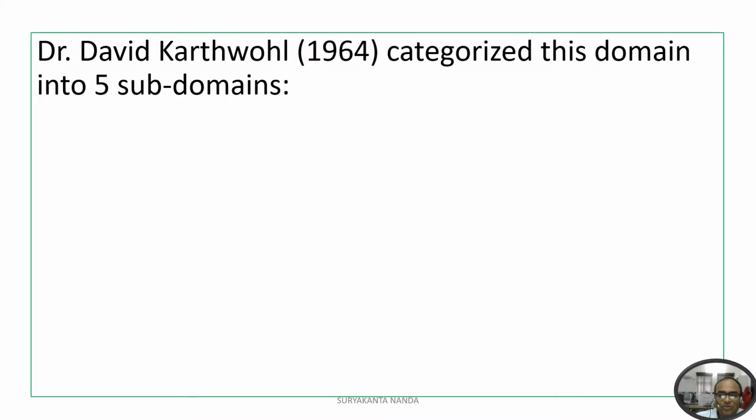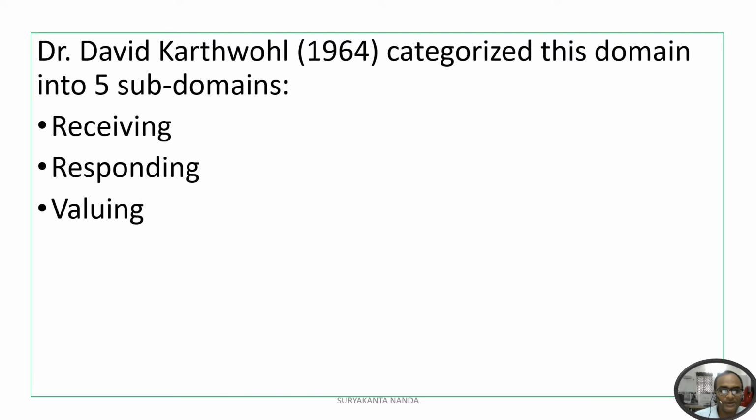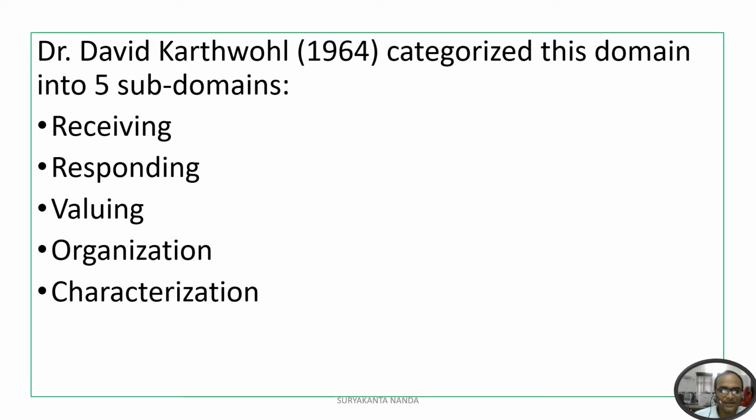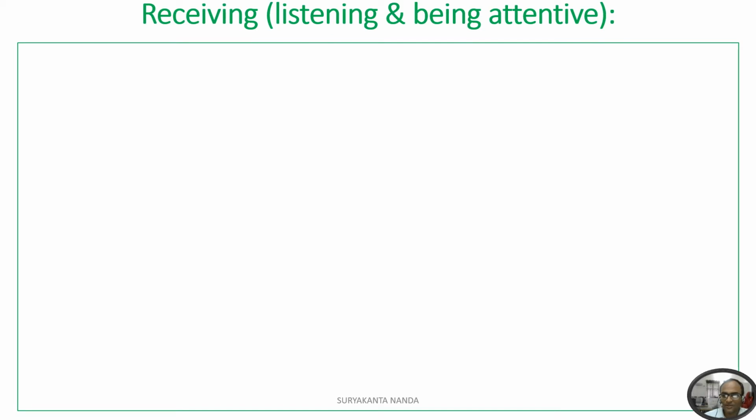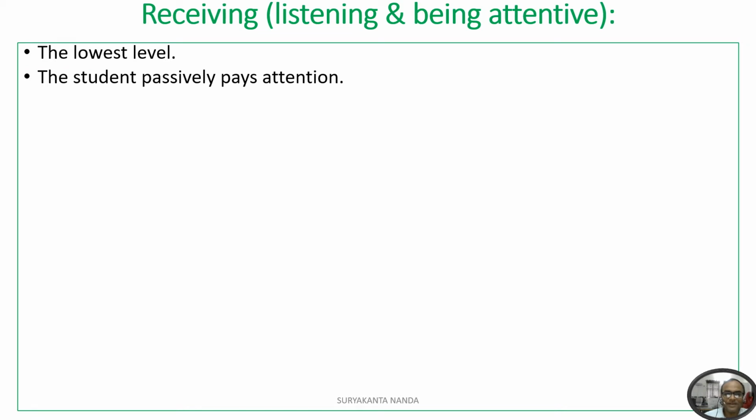Dr. David Krathwohl in 1964 categorized this domain into 5 subdomains: receiving, responding, valuing, organization, and characterization. Let us discuss one by one. Receiving. The first subdomain is receiving, which means listening and being attentive. It is the lowest level of Krathwohl's model. The student passively pays attention in this domain. Without this level, no learning can occur.